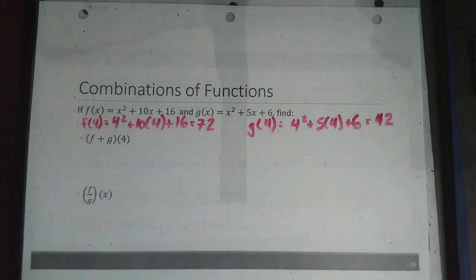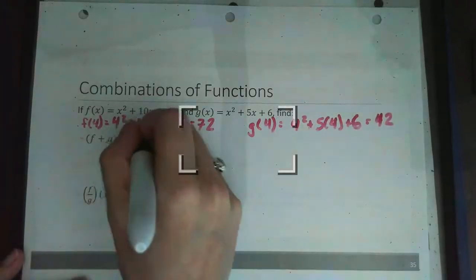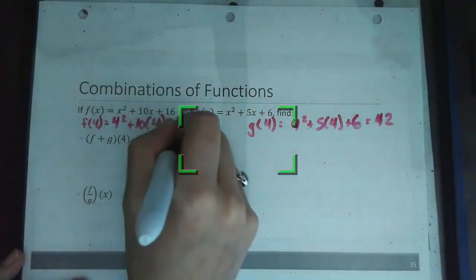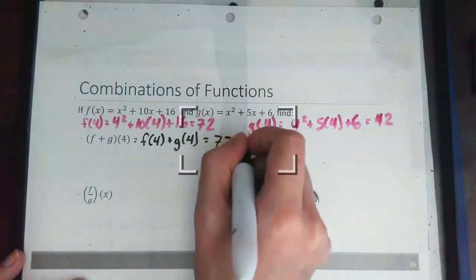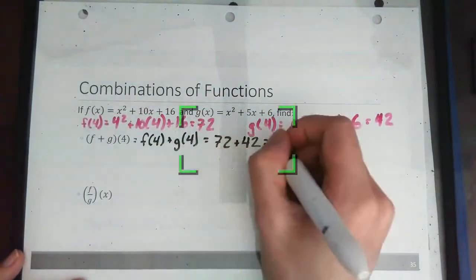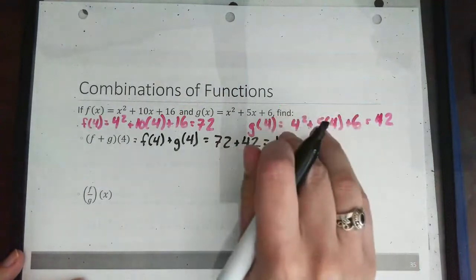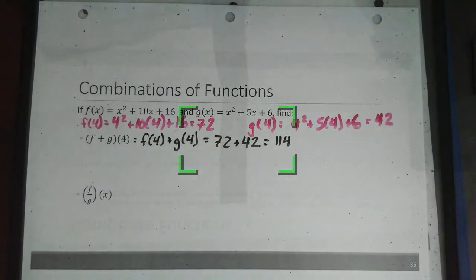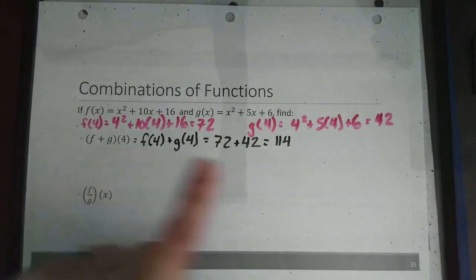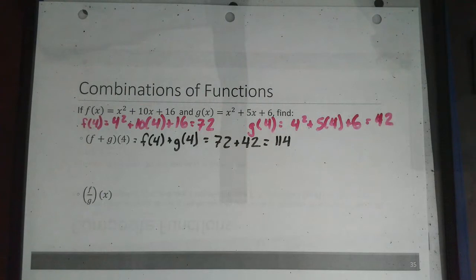So when I'm looking for f plus g of 4, I can take f of 4 plus g of 4, which is 72 plus 42. That's 114. So when we're evaluating at an actual number, we should get a number answer out.